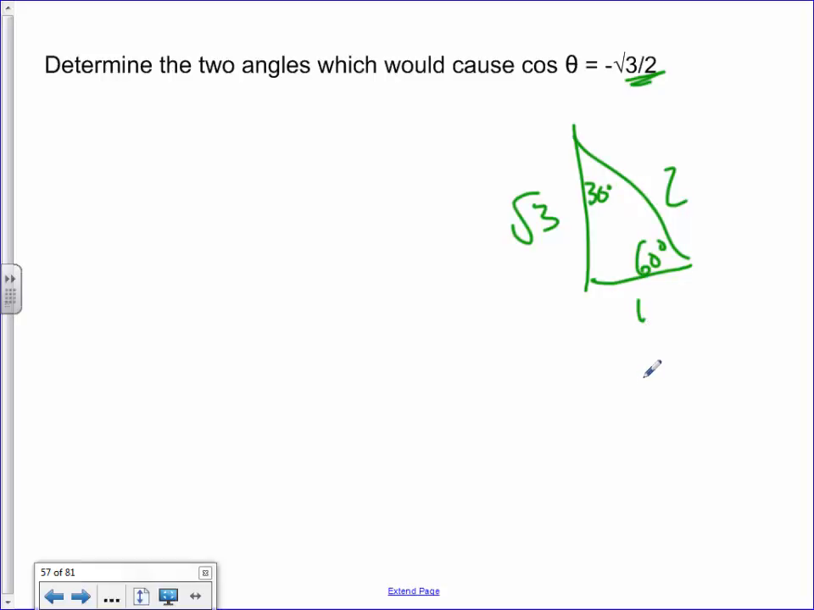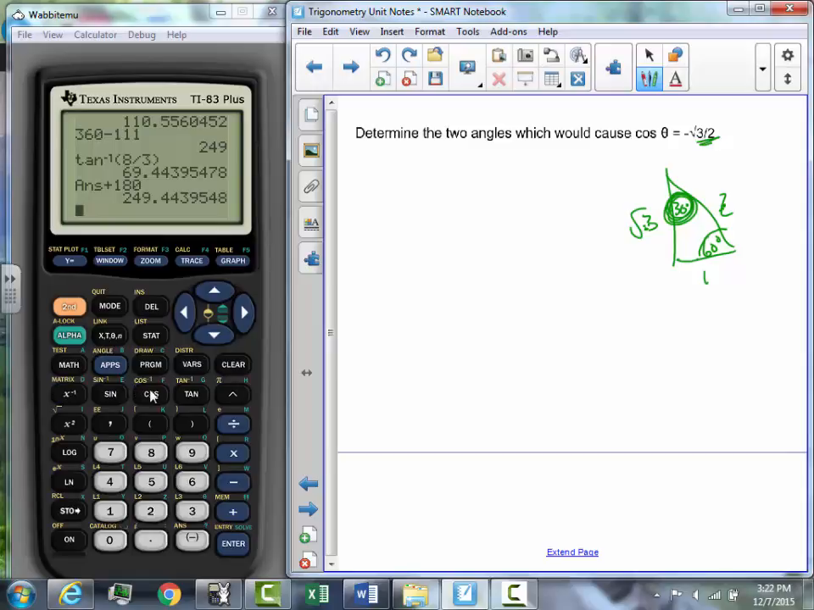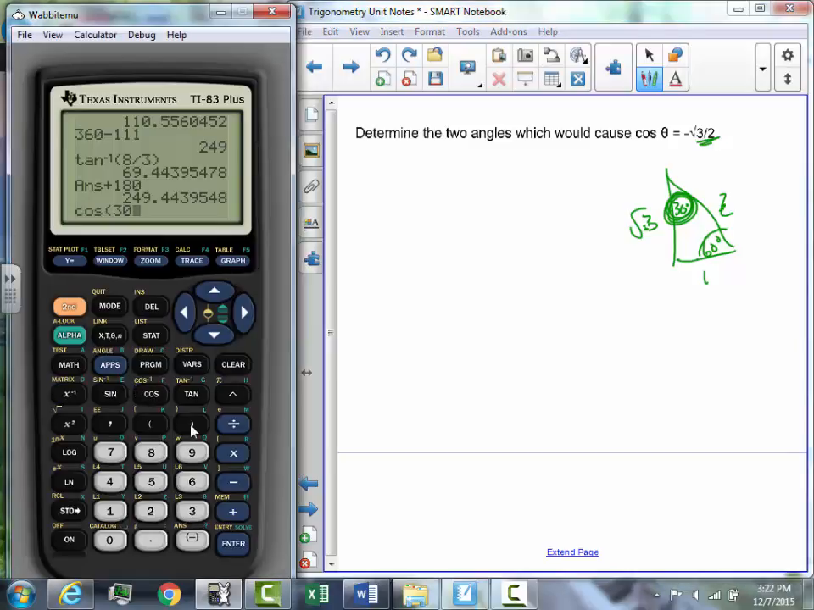Which angle does theta have to be if cosine is root 3 over 2? 60? If it was 60, then it would be opposite and hypotenuse. Well, that's sine. So it's actually the 30, because the 30 gives you the root 3 and the 2. That makes sense? Here's the thing, though. If I were to take my calculator and type in the cosine of 30, it is not a negative number. How do I make it negative?